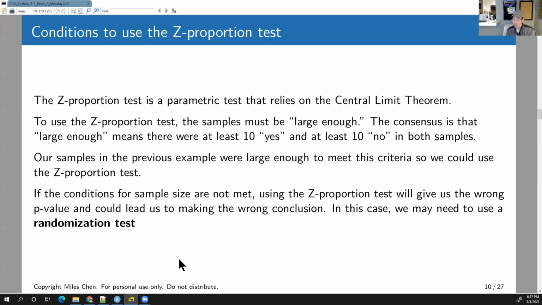But on the other hand, if the sample size condition is not met, then using the Z proportion test could give us the wrong p-value and could lead us to the wrong conclusion, especially if you're on the edge of whether to reject or fail to reject the null hypothesis. In that case, we might have to use a randomization test or some other kind of test. So today we're going to take a look at the randomization test. Later this week, on Wednesday, we'll take a look at the bootstrap test, which is very similar but slightly different from the randomization test. We'll talk about those differences as we cover those topics.